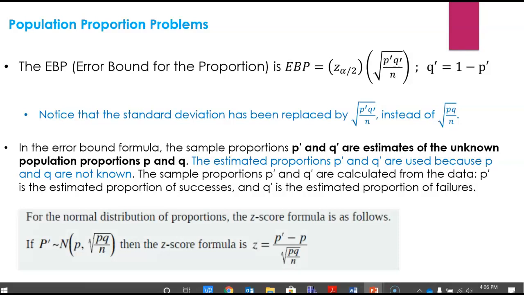For the normal distribution of proportions, the z-score formula is as follows. If p prime is a random variable represented by the normal distribution with mean p and standard deviation square root of pq over n, the z-score formula is z equals p prime minus p divided by the square root of pq over n.